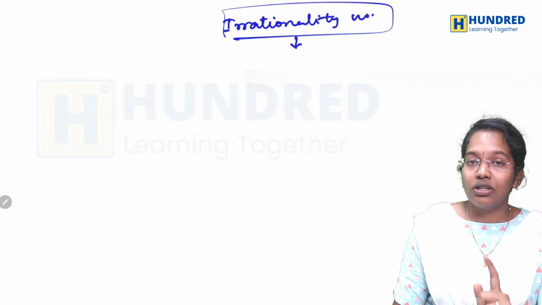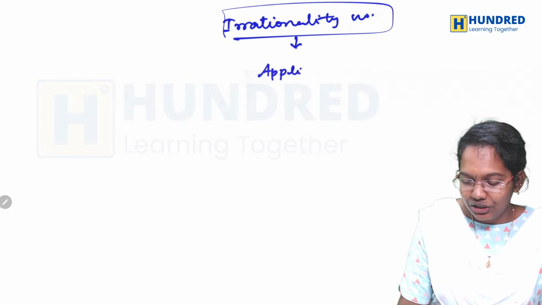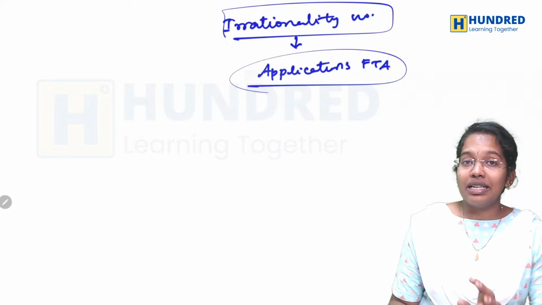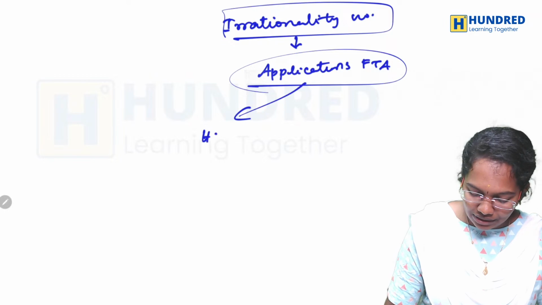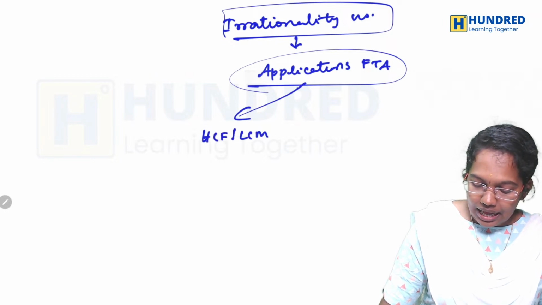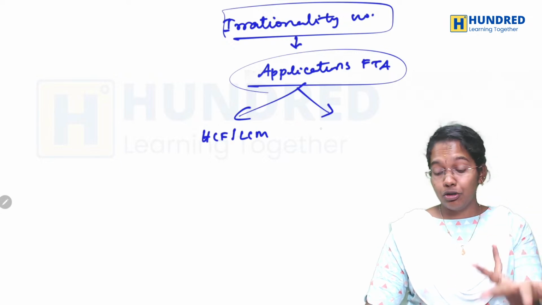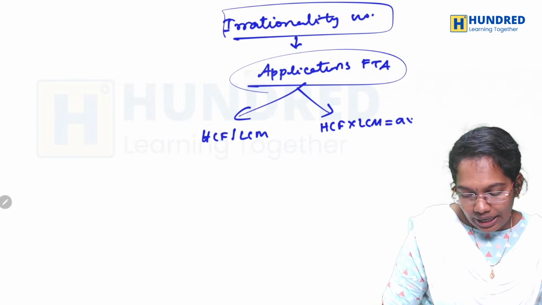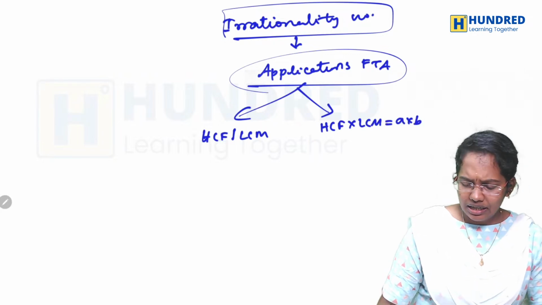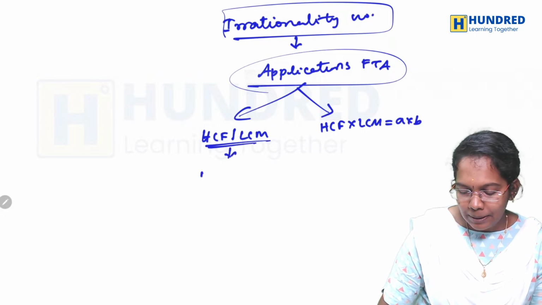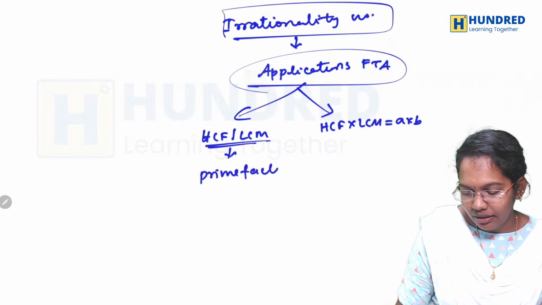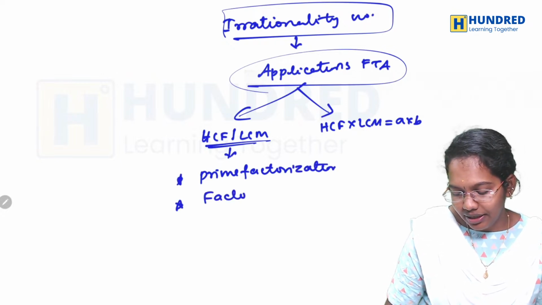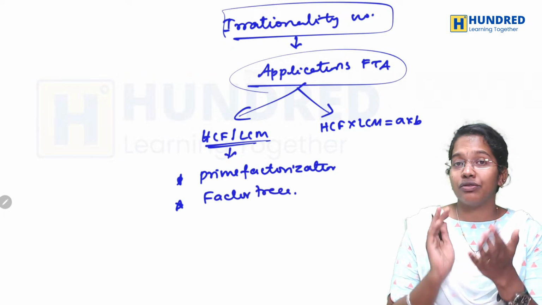After this you have to concentrate on applications of FTA. FTA is the fundamental theorem of arithmetic. With this you will be finding HCF and LCM. You'll be using the formula HCF into LCM equals A into B, right? Here LCM and HCF are found by using the prime factorization method, or by the factor tree method. So these are the things to be focused on from this chapter.